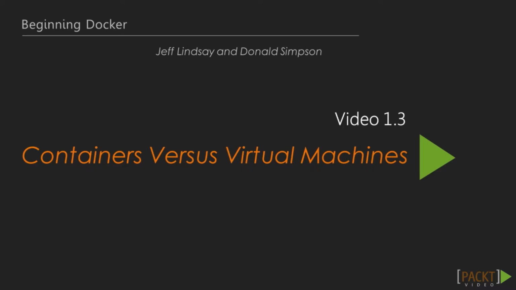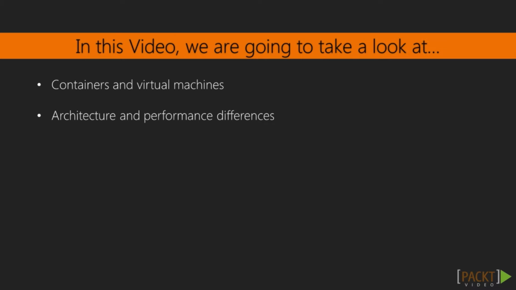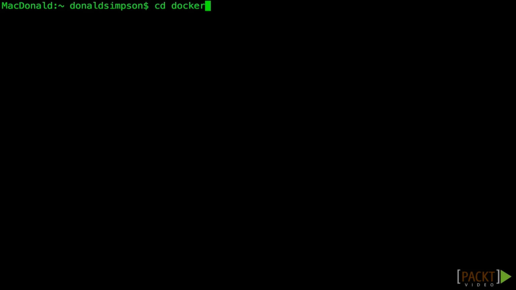In our previous video, we set up a Docker environment inside a Vagrant VM. You've probably worked with virtual machines by now, either using a cloud provider like Amazon EC2 or a local VM manager like VMware or VirtualBox. So we're going to run through some basic examples of using Docker containers and compare that experience to using a virtual machine using VirtualBox via Vagrant.